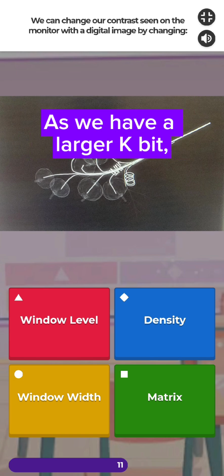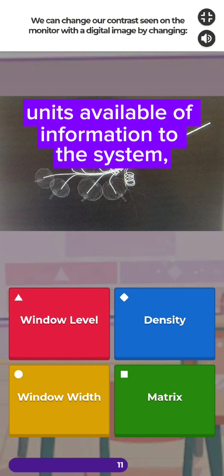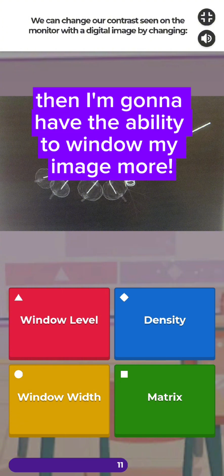As we have a larger K-bit, meaning more and more shades of gray available to the system, units of information available to the system, then I'm going to have the ability to window my image more.